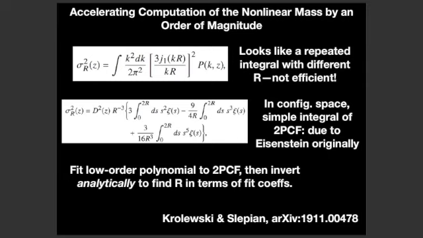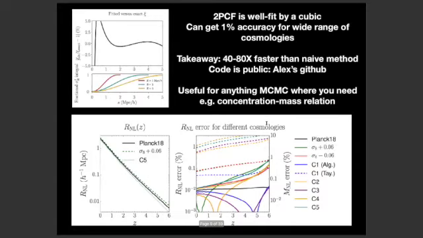So, details are in the paper. This is just some plots showing more details, which I'm going to move through in the interest of time. But the takeaway is that we can get 40 to 80 times faster than the naive method for doing this calculation. And again, our code is public on Alex's GitHub, which had a slightly too long address for this slide. So check it out if you're interested.